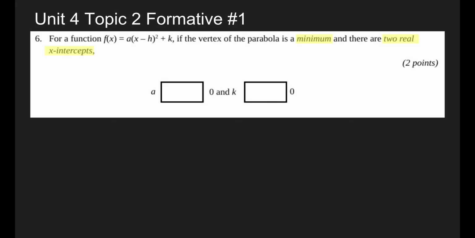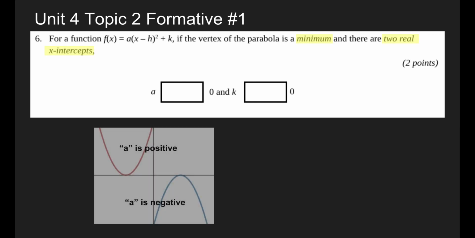When we look at the next item, number 6, we're now given the same scenario except a minimum and 2 real x-intercepts. So again, we're talking about the vertical translation and the scalar that's used to either reflect the parabola up or down. Again, the conceptual student is going to look at this and go, okay, it's a minimum, that means it's really opening up, so a is positive, so a is greater than 0.